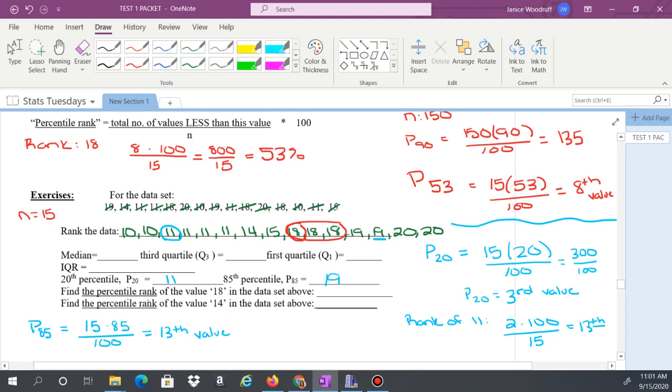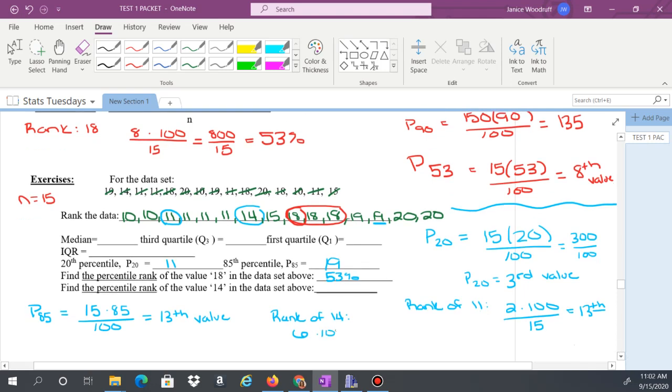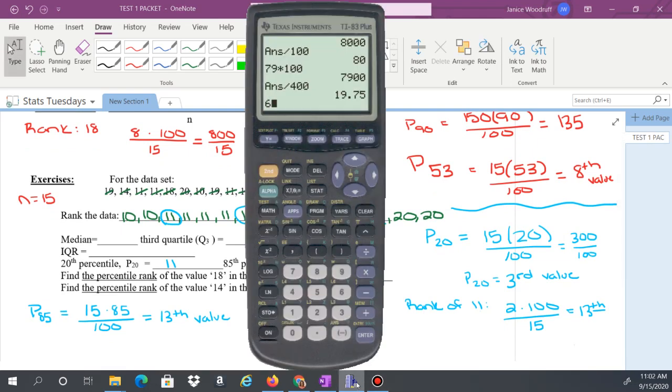Okay, so let's look at the percentile rank of the value 18. So 18 is, oh, we did that already. Let's look at 14. So 18 we did up here, that was 53%. 14, let's see. So for 14, there are 1, 2, 3, 4, 5, 6 values less than 14. So 6 values less times 100 over 15. 40. So it would be the 40th percentile.